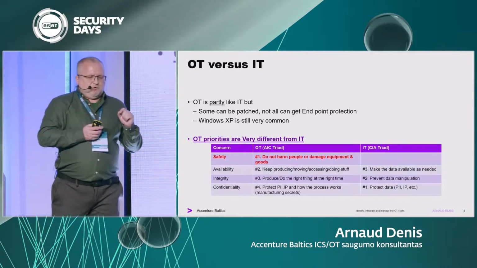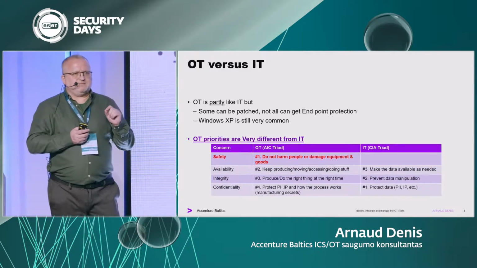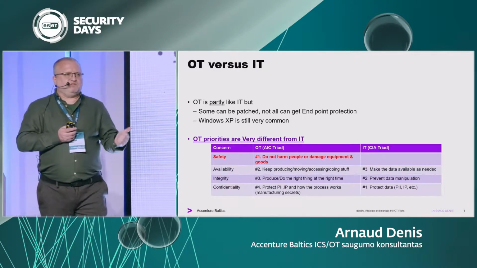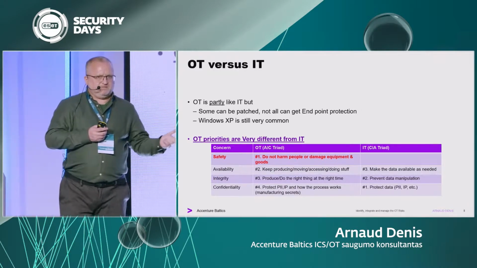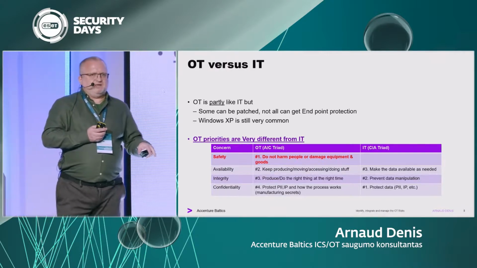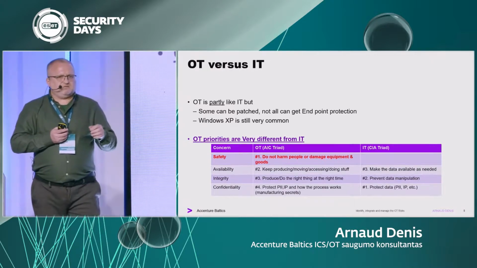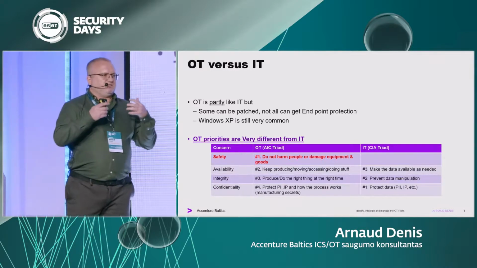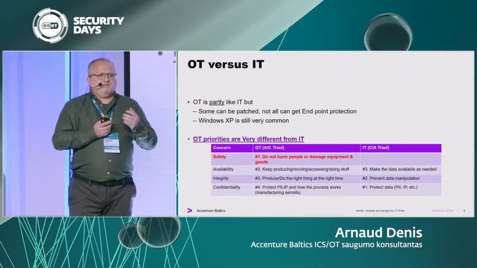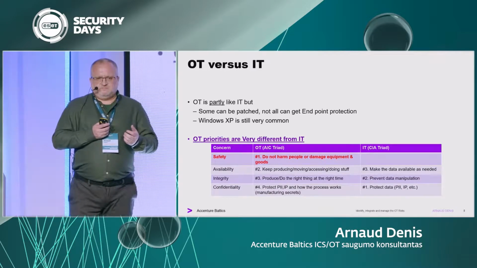And then the most important part is the priorities. If you are familiar with the CIA triad, confidentiality, integrity, availability, we're going to reuse that, but differently. First of all, because it's OT, because it moves things, because it's taking care of the air in this room, because of all these things, safety is first.